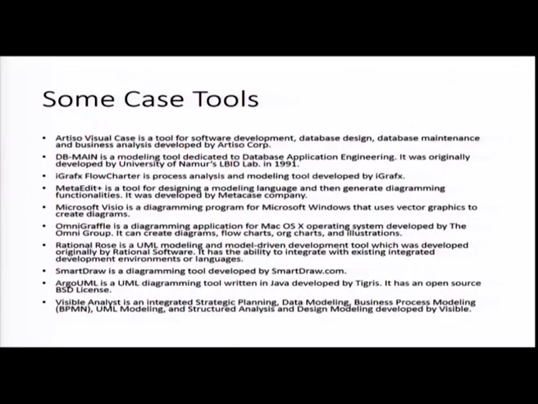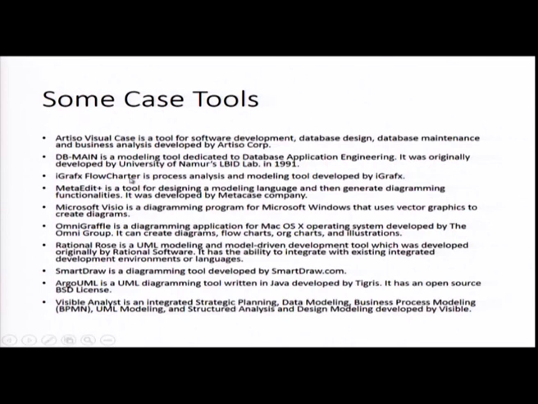So, we need 2 ways in software engineering: Argo UML, SmartDraw, Rational Rose. OmniGraffle is a diagrammatic application very specifically for the Mac OS platform. Microsoft Visio, MetaEdit, iGrafx Flowcharter. This is a very interesting idea. Flowchart almost vanished. We were in BE in the mid 80s when flowchart was very popular. All of a sudden, iGrafx made Flowcharter very, very attractive.